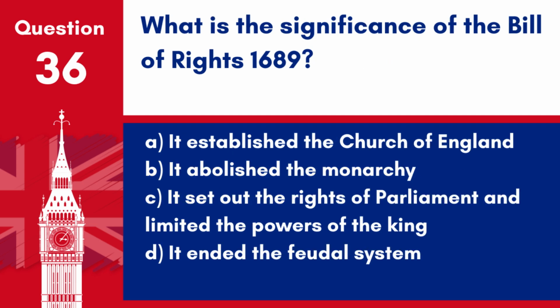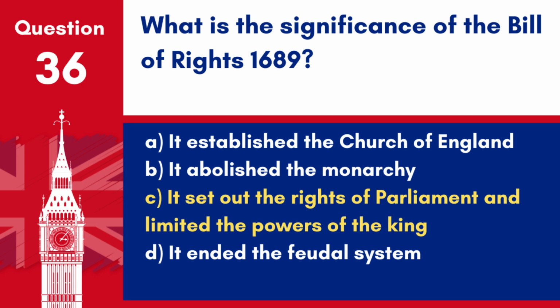Question 36. What is the significance of the Bill of Rights 1689? A. It established the Church of England. B. It abolished the monarchy. C. It set out the rights of Parliament and limited the powers of the king. D. It ended the feudal system.